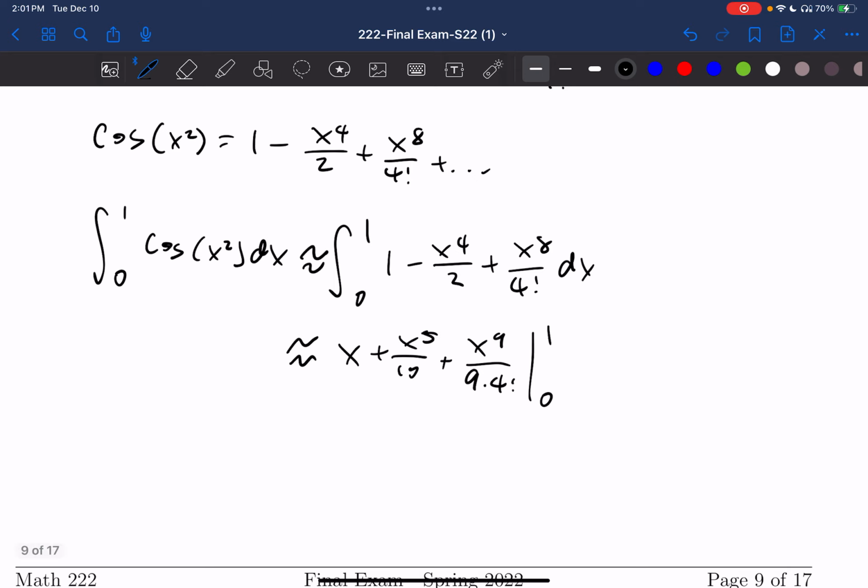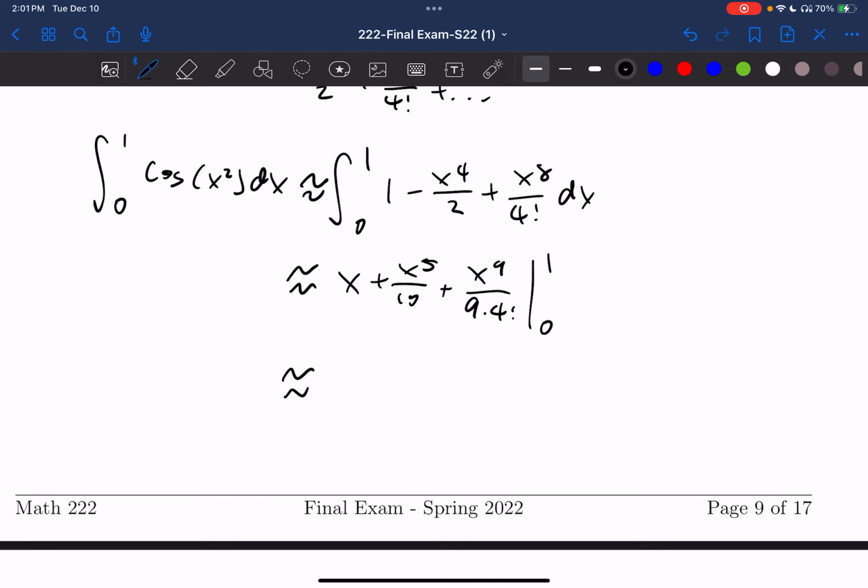Evaluating this from 0 to 1, we will get 1 plus 1 over 10 plus 1 over 9 times 4 factorial. We don't need to worry about the 0 term because when we plug in 0, we're going to get 0. So this is our answer.